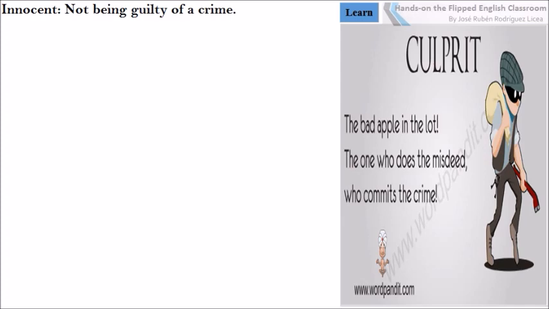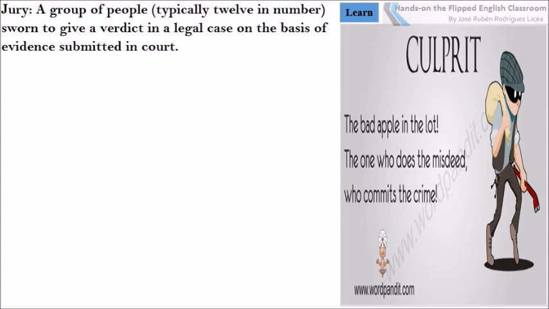Innocent: not being guilty of a crime. Judge: an official appointed to decide cases in a court of law. Jury: a group of people, typically 12 in number, sworn to give a verdict in a legal case on the basis of evidence submitted in court.